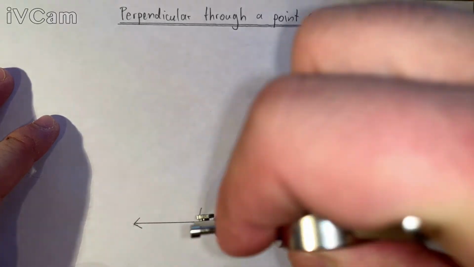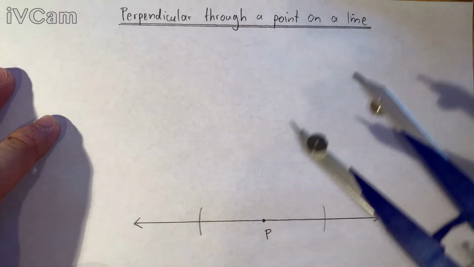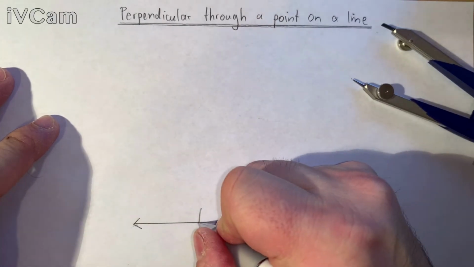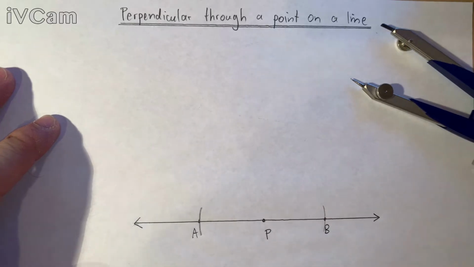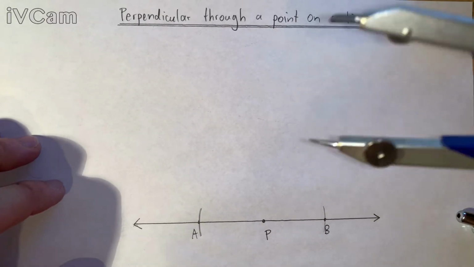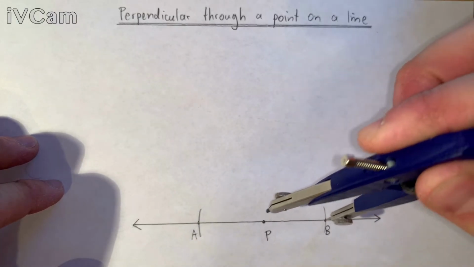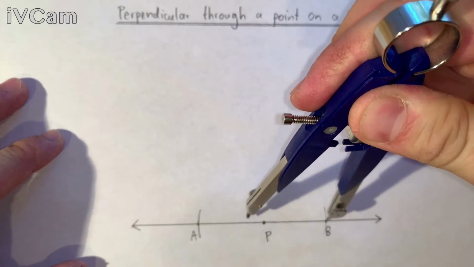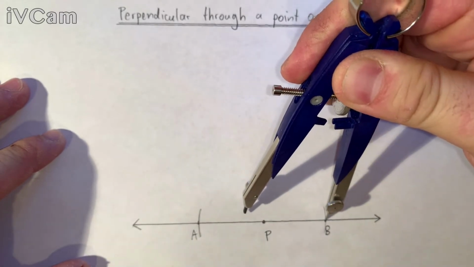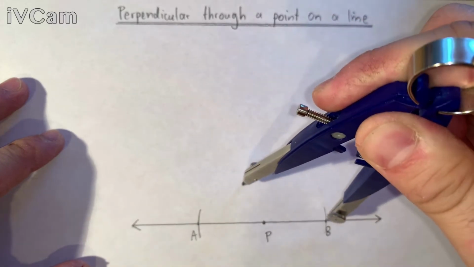Okay, so the most important thing is that these two points of intersection here, so let's call them points A and B, are equidistant to point P. So that's really the key here in also proving why this works. So the next thing we want to do is select a width from B to P or from A to P that is more than half of the distance from A to B.